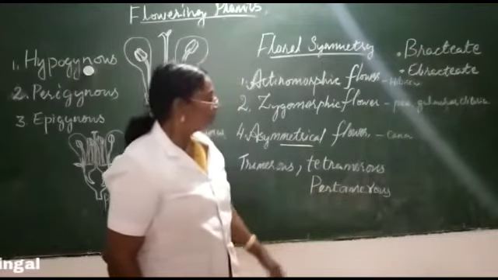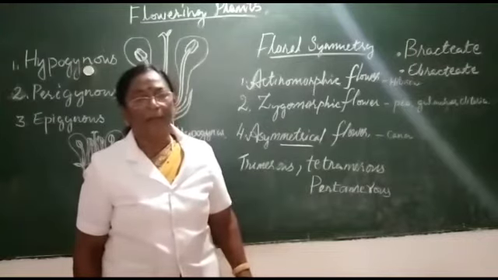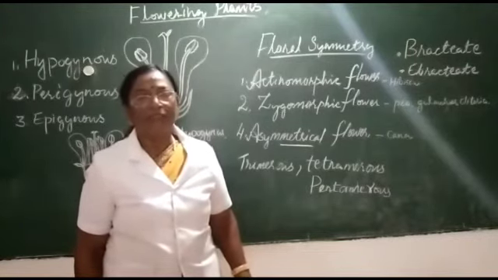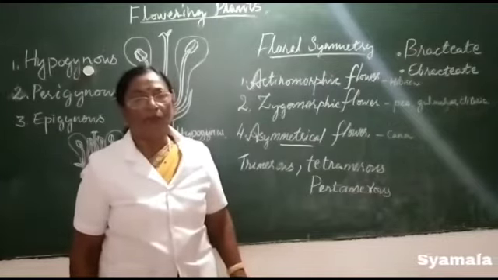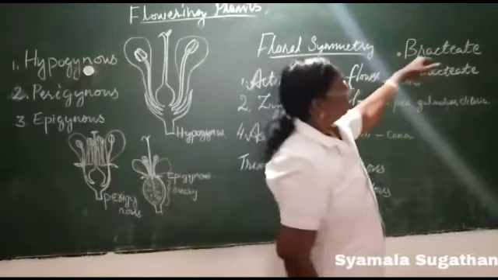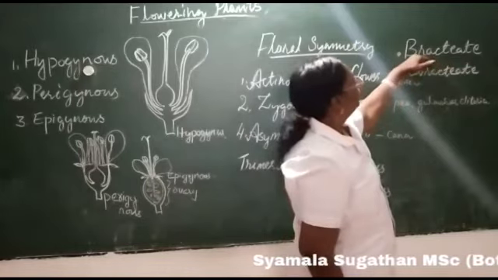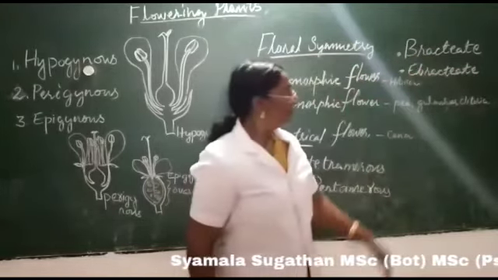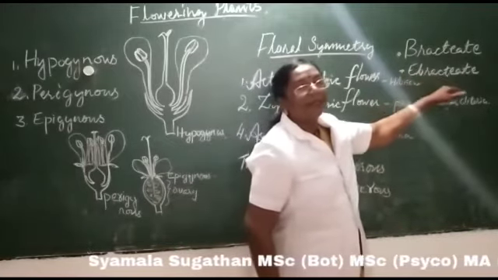And again, the flowers may contain a number of bracts, that is small flap-like structures at the base of the petiole. If a bract is present at the base of the petiole, such a flower is said to be bracteate flower. And if bracts are absent, it is called abracteate.